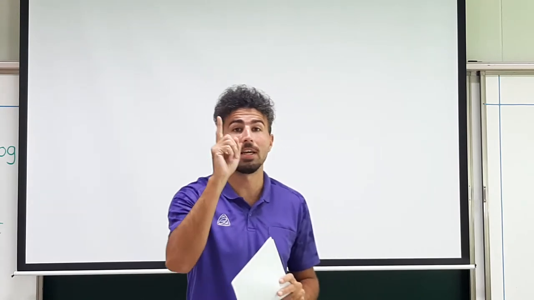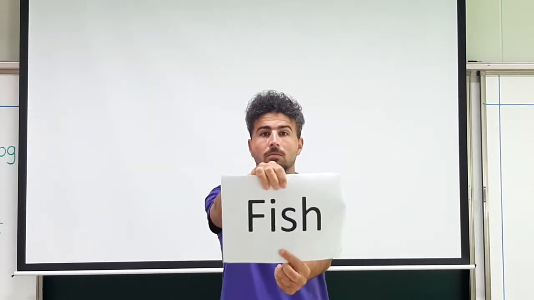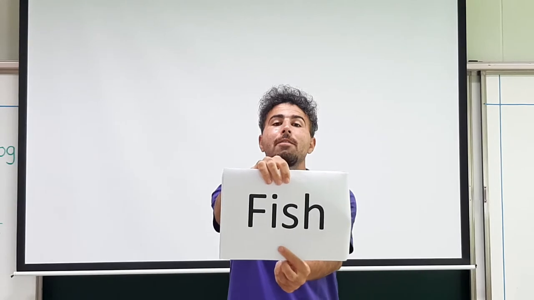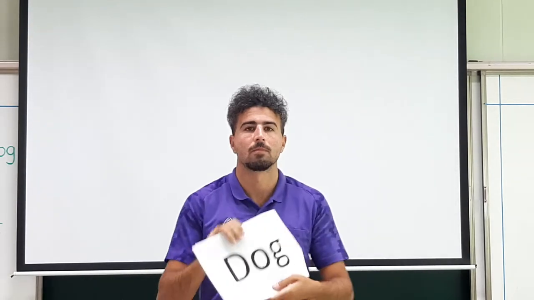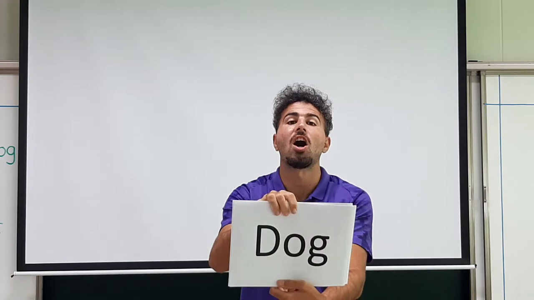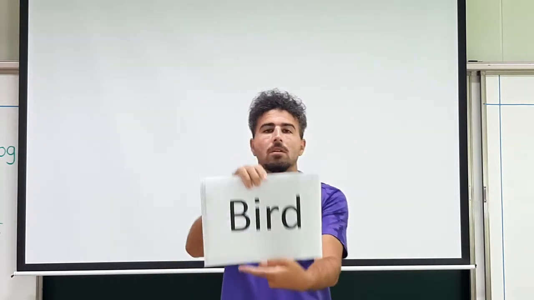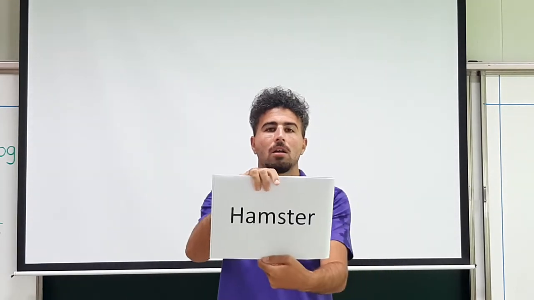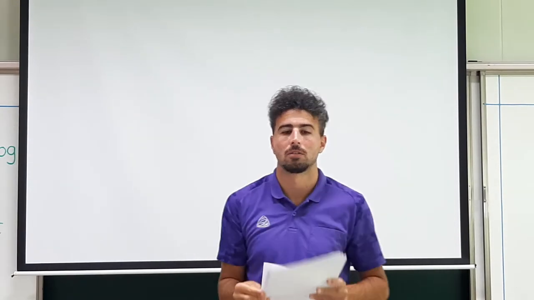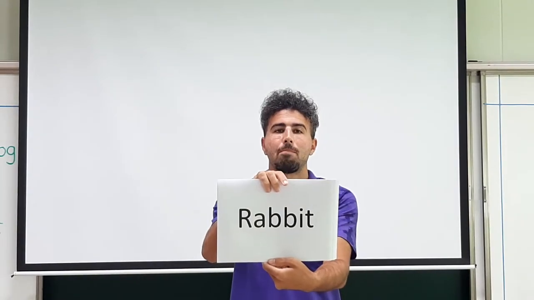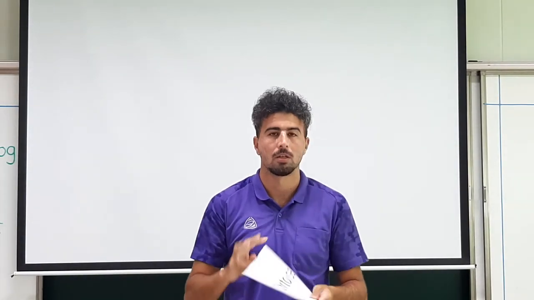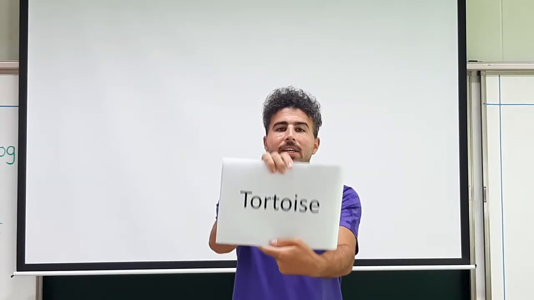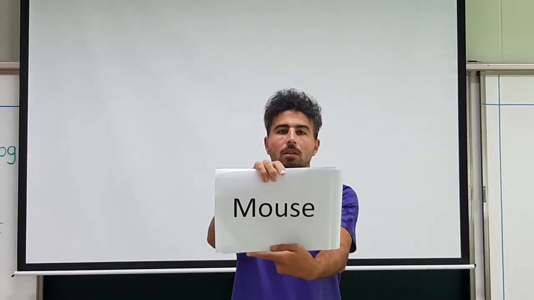You say this out now. Ready? 3, 2, 1. Fish. Dog. Bird. Hamster, rabbit, tortoise, mouse. Okay, well done if you got those all. Great job.